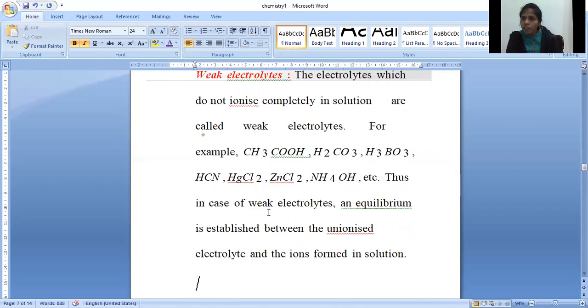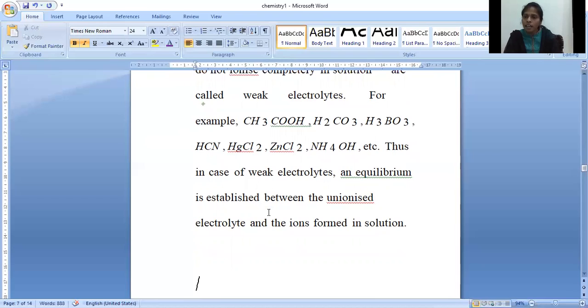There is an equilibrium between the reactants and the products. Maybe you know what is meant by the reactants and products. Yes, before the reaction we are taking the reactants. These reactants are converted to the product after the reaction. Yes, so always reactants are at the left side, products are at the right side. There is an equilibrium between the reactants and the products in the weak electrolyte.